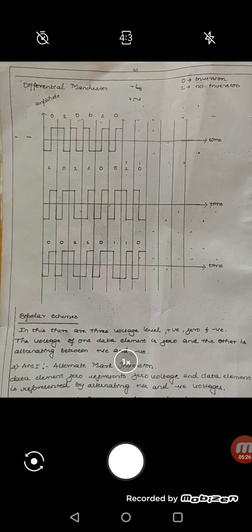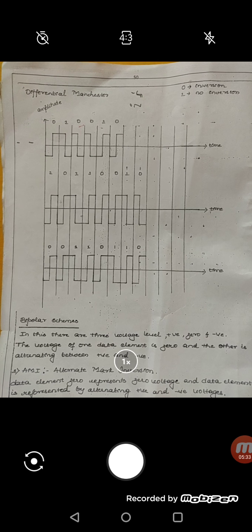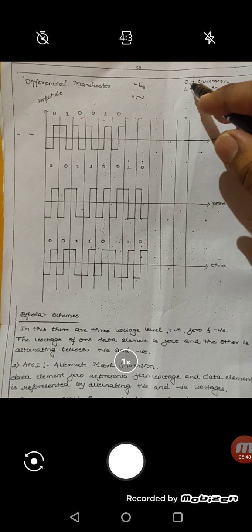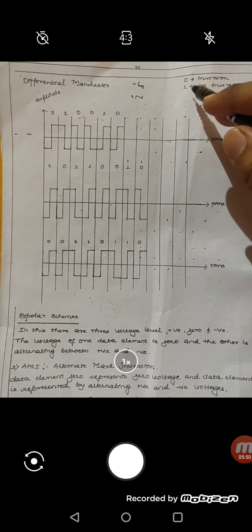So we have the last method, that is differential Manchester. It is the last type of encoding. Here we will draw this symbol for 0 and this symbol for 1. The difference between Manchester and differential Manchester is that here, when there is 0 there is an inversion, and when there is 1 there is no inversion. We will draw as it is.